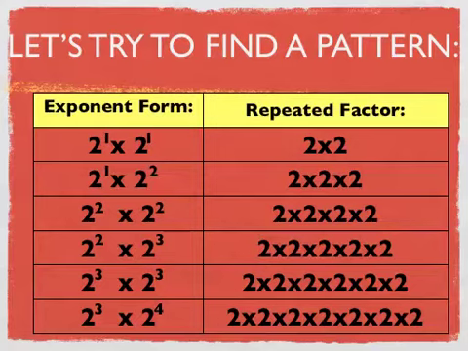If you notice, first of all, our bases are all 2, but for our original exponents, to get the new exponent from the repeated factor, we would actually be adding those two exponents in exponent form, and we could write it using a single exponent.